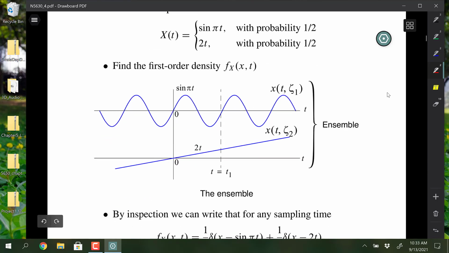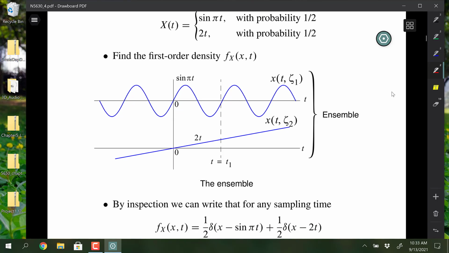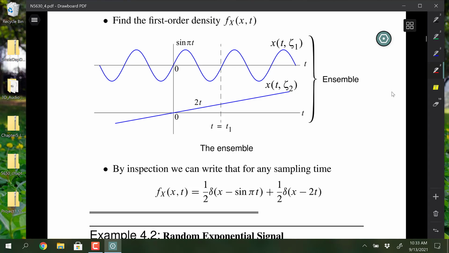And so how would we characterize the joint PDF, or the PDF of this random process? Well, we can characterize it at a single sample time, so it's the first order PDF. All we have to do to characterize that is think about doing one slice at time t, and then we can simply say that that first order PDF is half the time it's going to have an amplitude value which is sine of pi t, and we can write that with a delta function of x shifted to sine pi t, so that'll give us a point on this curve at that value of t, and then the other half the time it's going to be x minus 2t to give a value on the ramp, and that's the complete PDF.